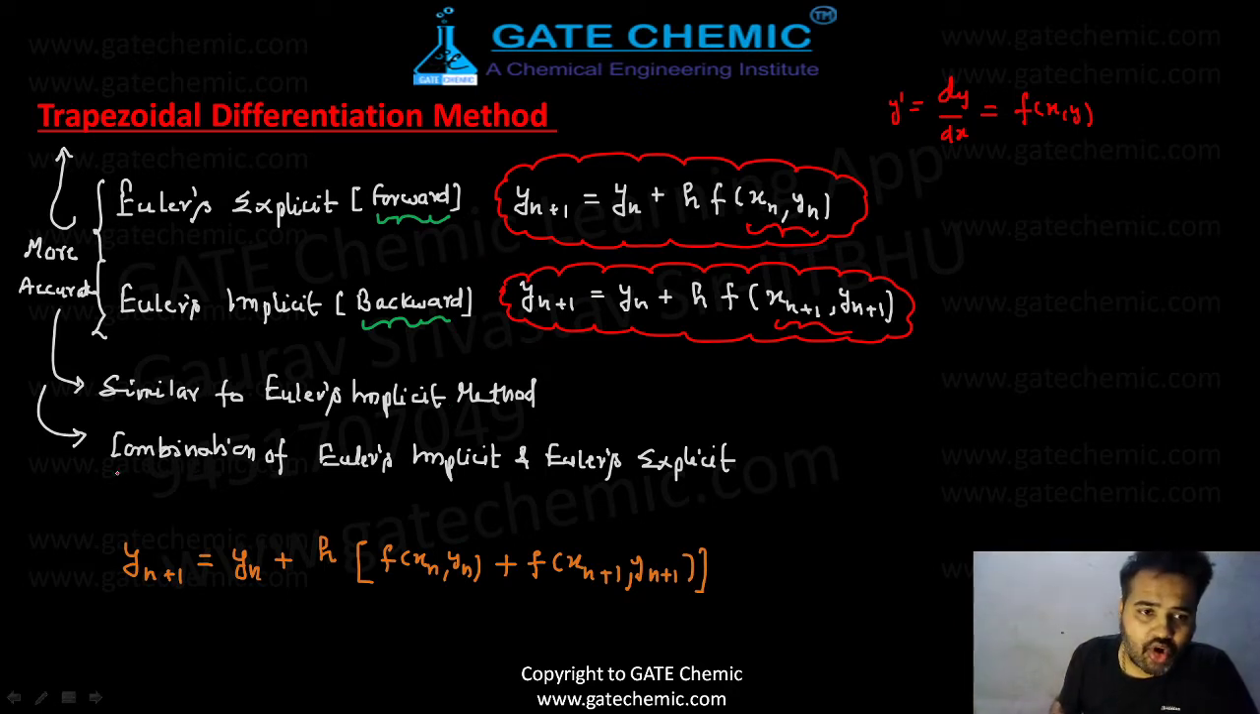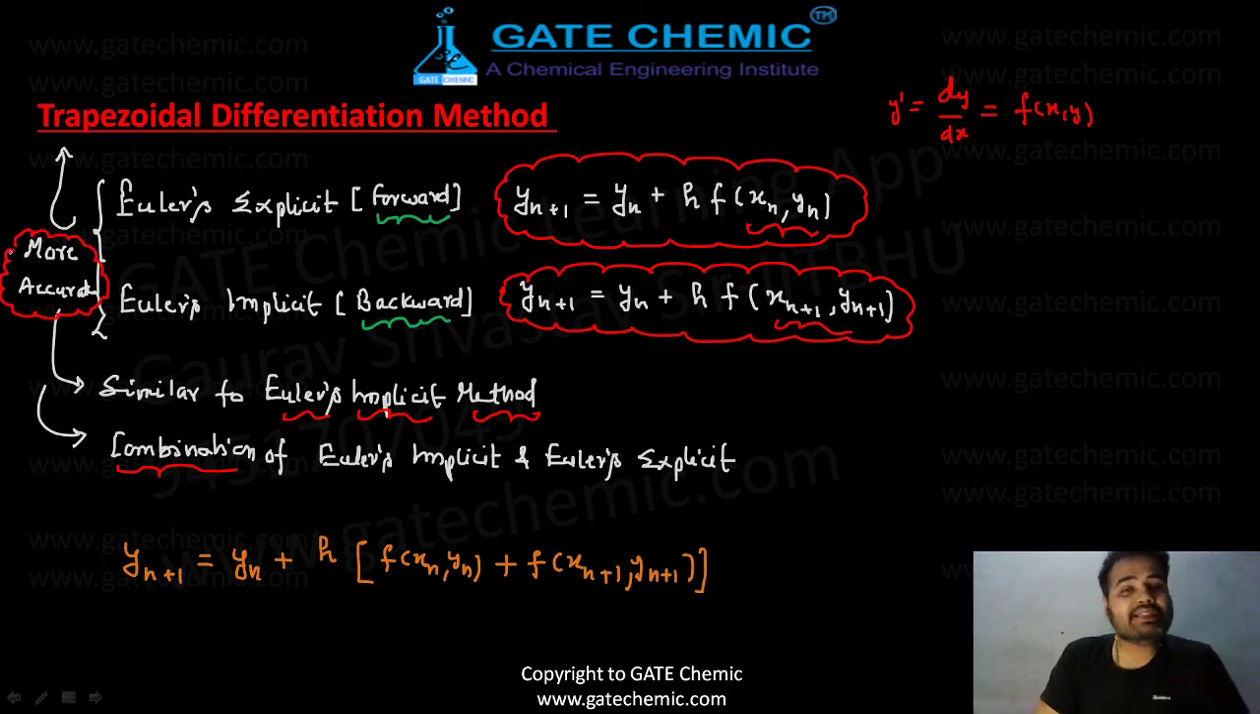It is a combination of these two and similar to Euler implicit. Why it is similar to Euler implicit, I will tell you later. Okay, one more thing beta, this method is more accurate. The trapezoidal differentiation method is more accurate than Euler's explicit and Euler's implicit method beta.